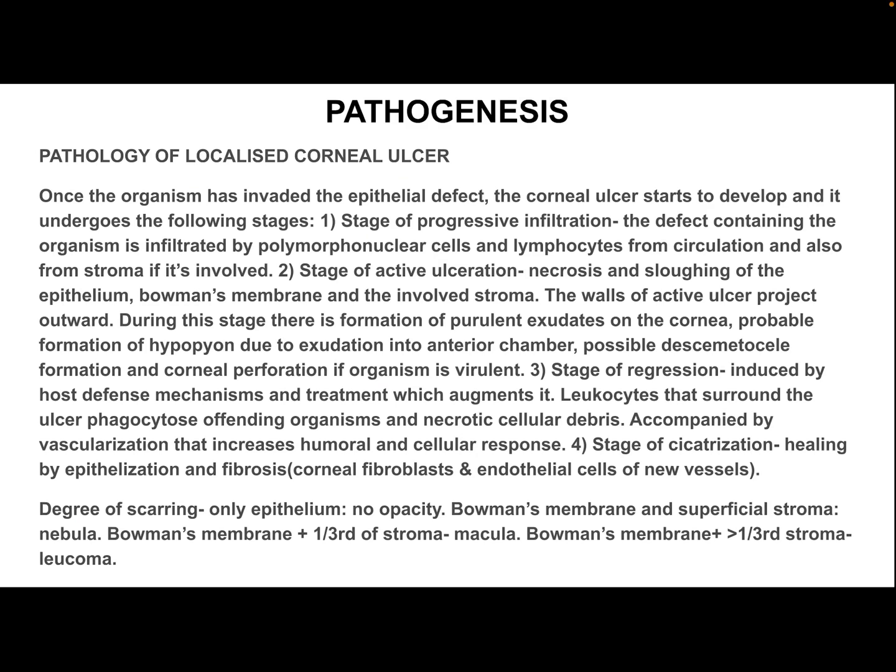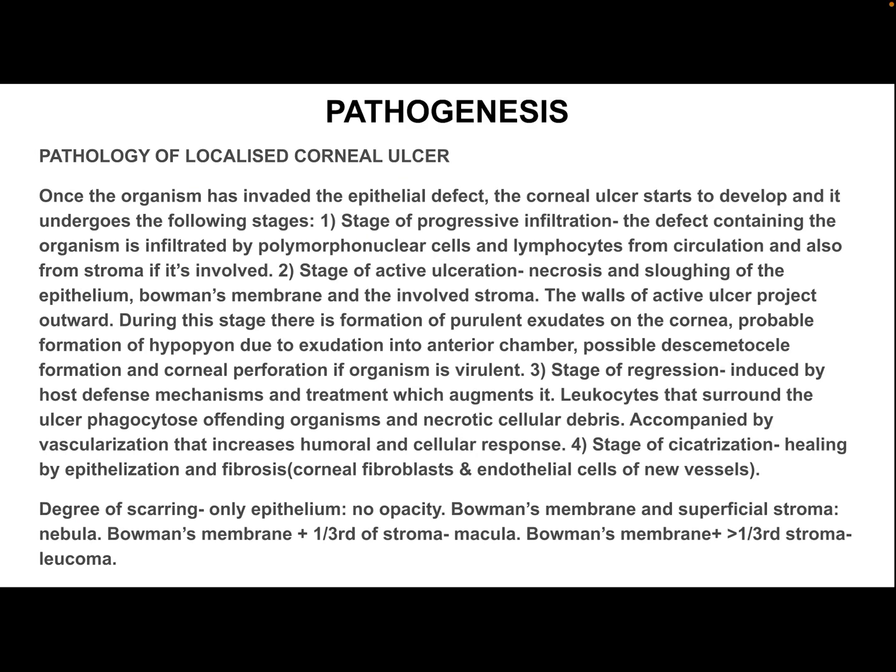So it becomes very hard for the cornea to hold back the intraocular pressure. So obviously in that small area where the perforation has come, the Descemet's membrane will bulge out, and that is known as descemetocele. And it's very easy for this descemetocele to burst or rupture, and that would lead to corneal perforation. Okay, and all this happens when the organism is very virulent.